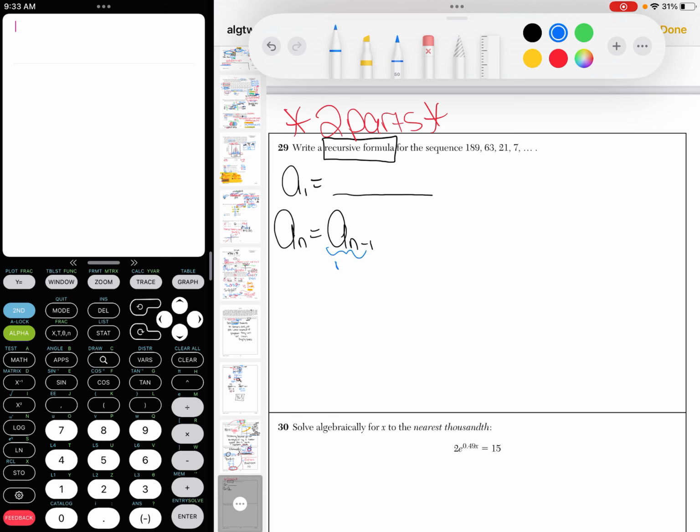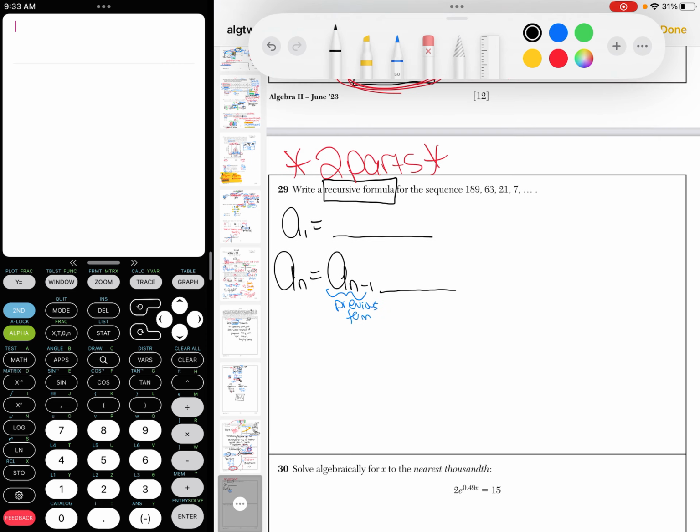Remember, this means the previous term, and then you have to apply the pattern to it. So this is also like a fill in the blank after it, but it's going to be like plus or times, maybe divided by, maybe minus your pattern.